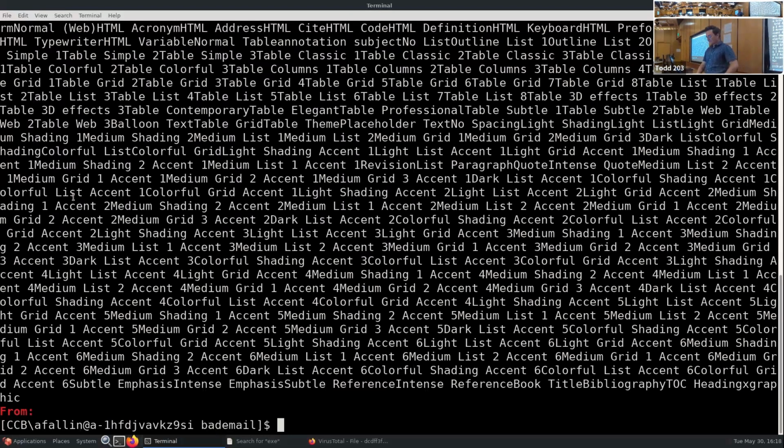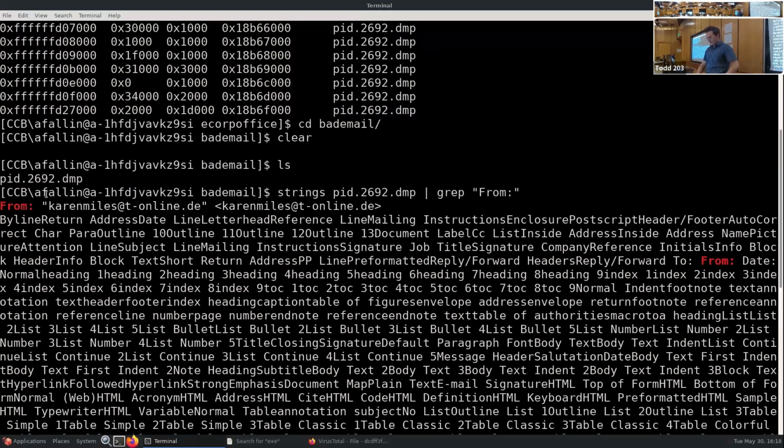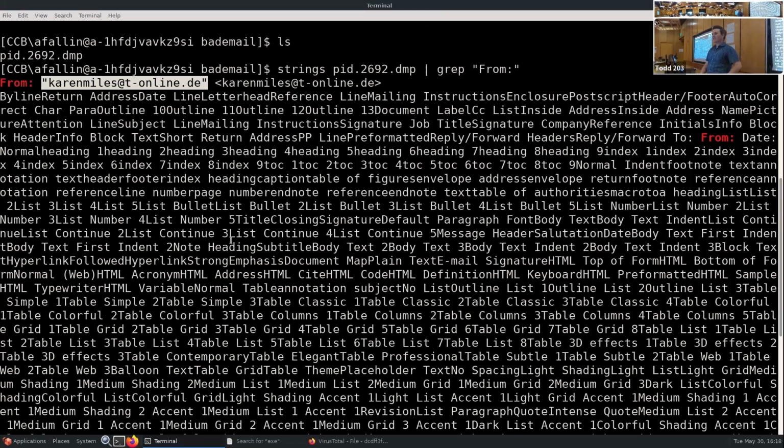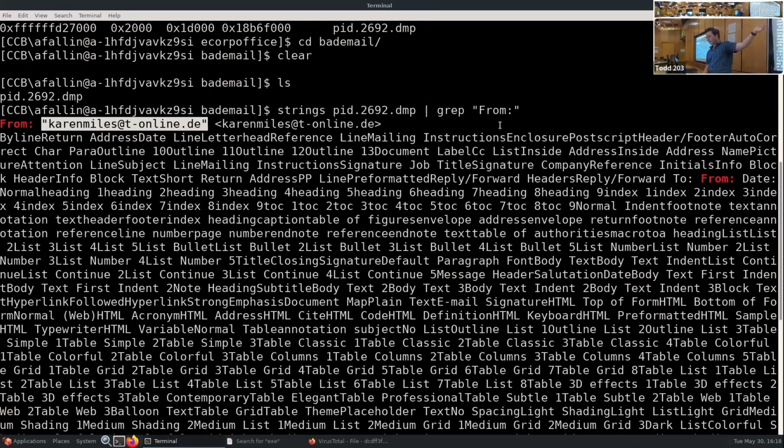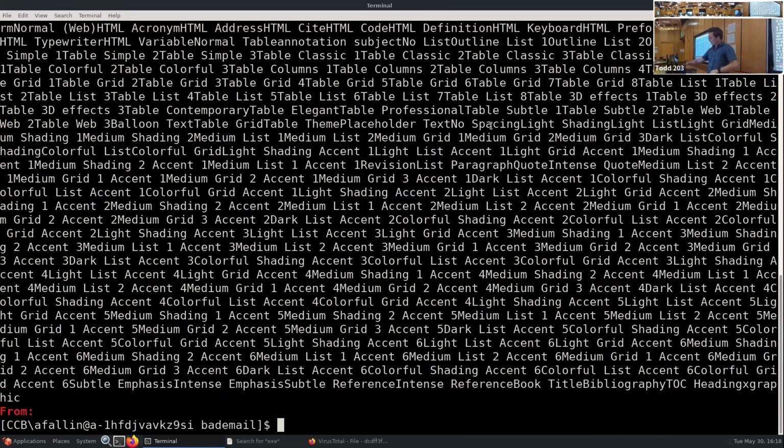So that gives us some options. But up here, we see that somebody named Karen Miles sent an email, and we really only have the one person sending an email in our Outlook. We received a phishing email. So we know that Karen Miles is probably the person who sent our phishing email. And we got that just by dumping everything from the Outlook process into a file, and then running our nice little strings command and looking for from, right? So now we know who sent the phishing email.